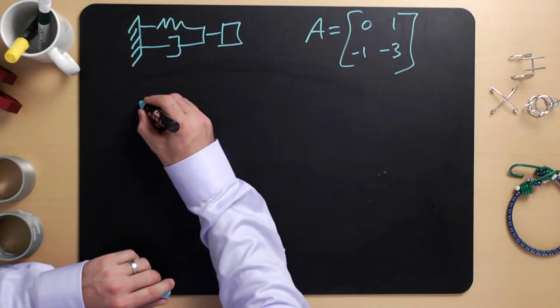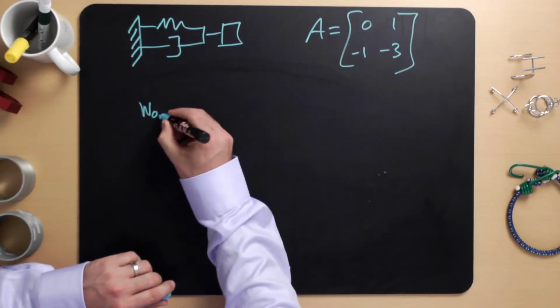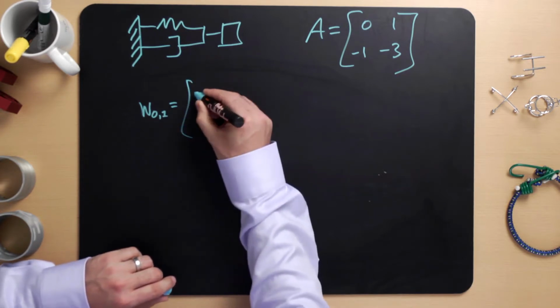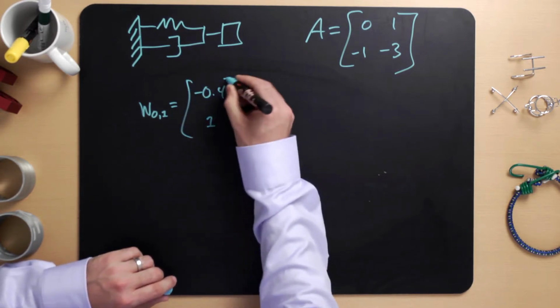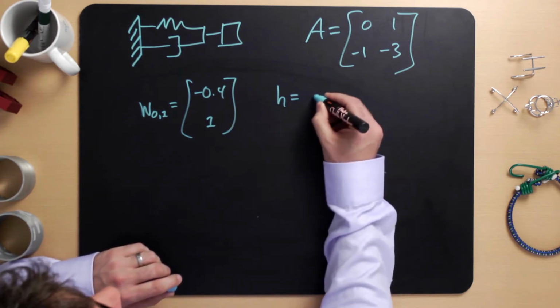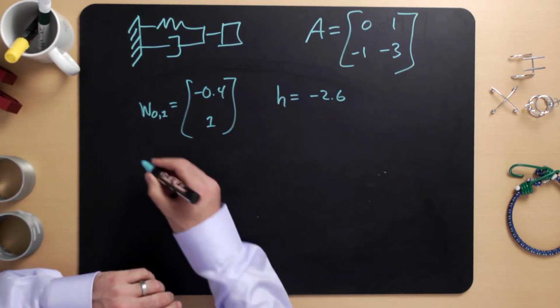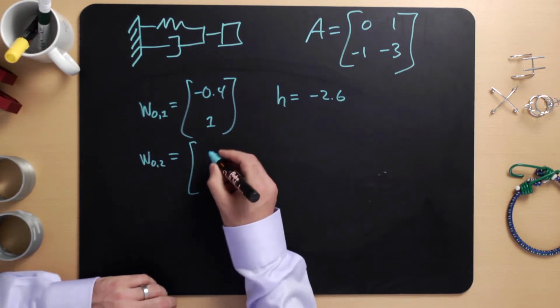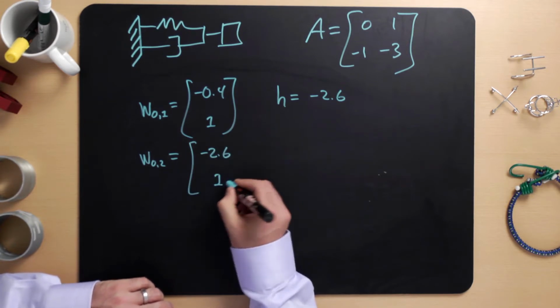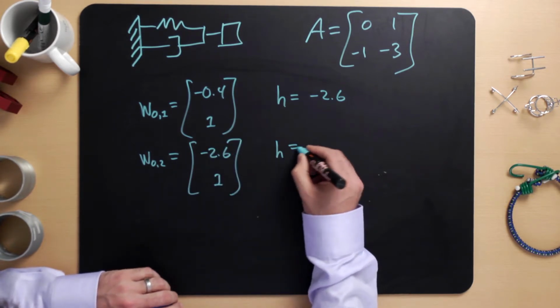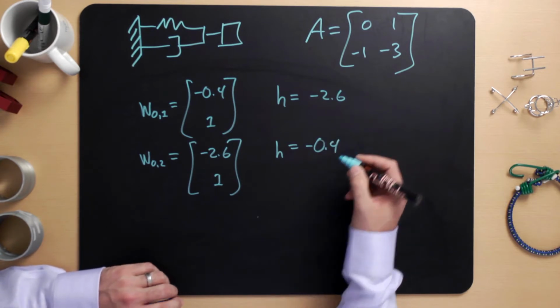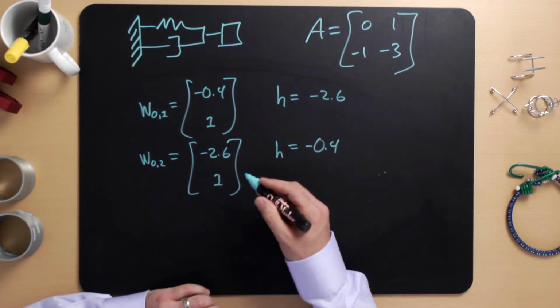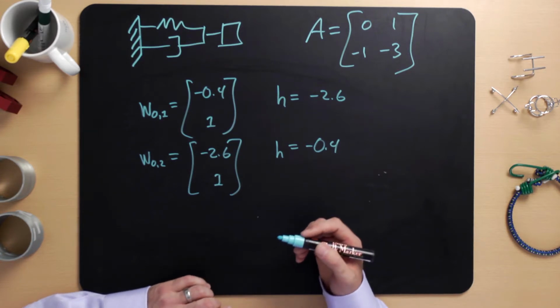The first eigenvector, which I'm going to write down as w01, is roughly equal to [-0.41, 1]. The eigenvalue is h equals -2.6. The second eigenvector w02 is equal to [-2.61, 1], and its eigenvalue is -0.4. Note that I've scaled both of these to make the second component equal to 1 in each case. I can do this because any scalar multiple of an eigenvector is also an eigenvector.